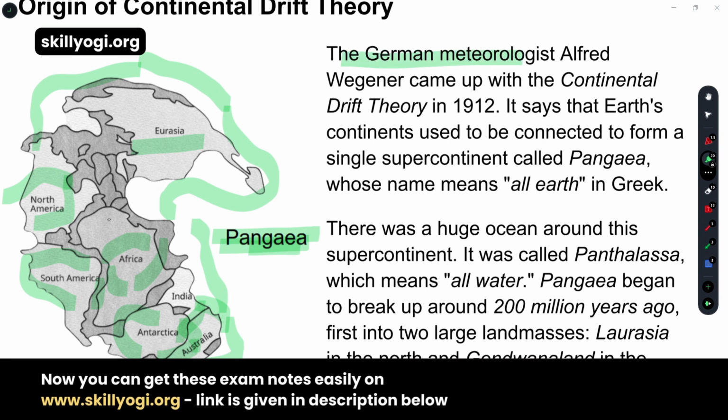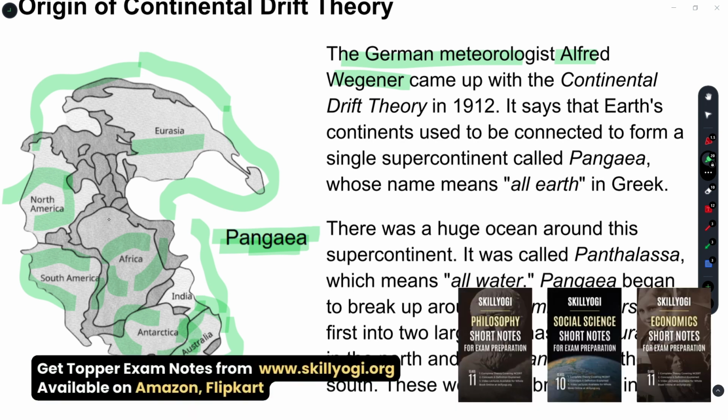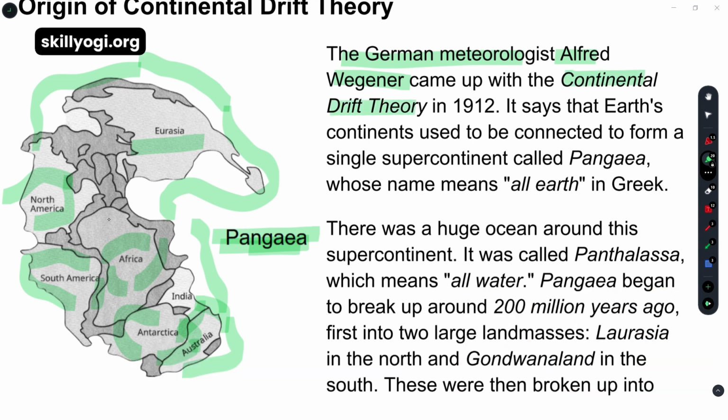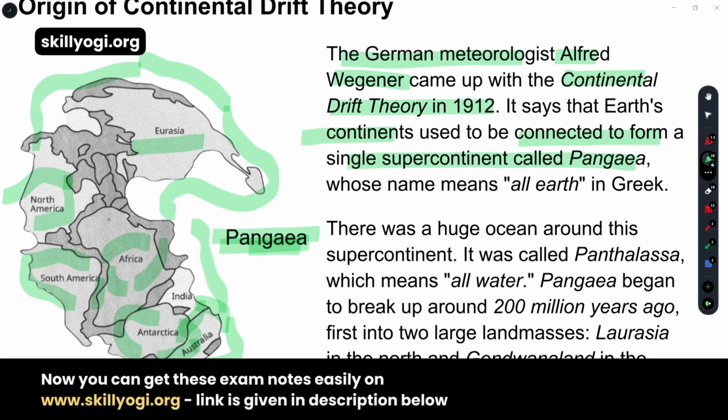The German meteorologist Alfred Wegener, this is a very important name, all of you please note down. The German meteorologist Alfred Wegener came up with the continental drift theory in the year 1912. All of you please mark down, in the year 1912. It says that Earth's continents used to be connected to form a single supercontinent, which is known as Pangaea. Pangaea is a Greek word which means all earth.